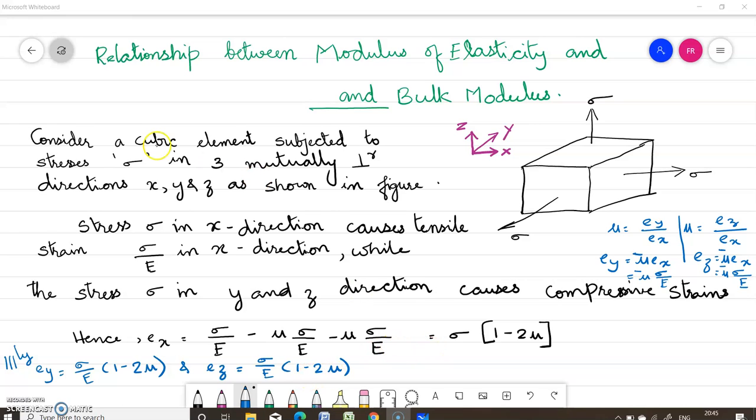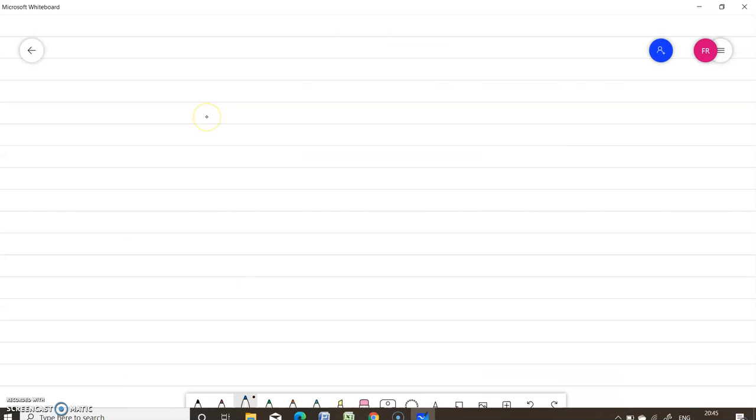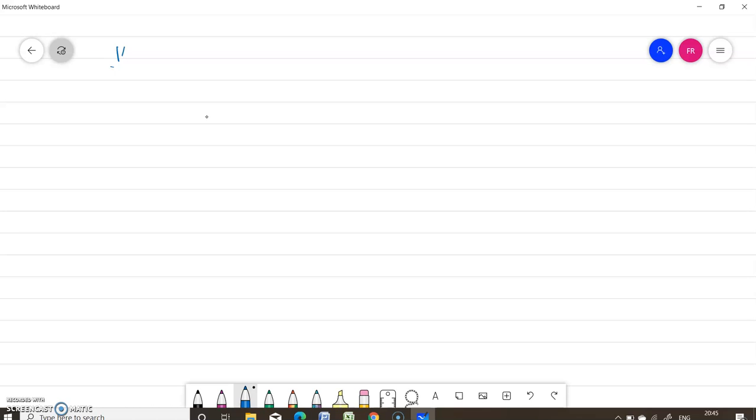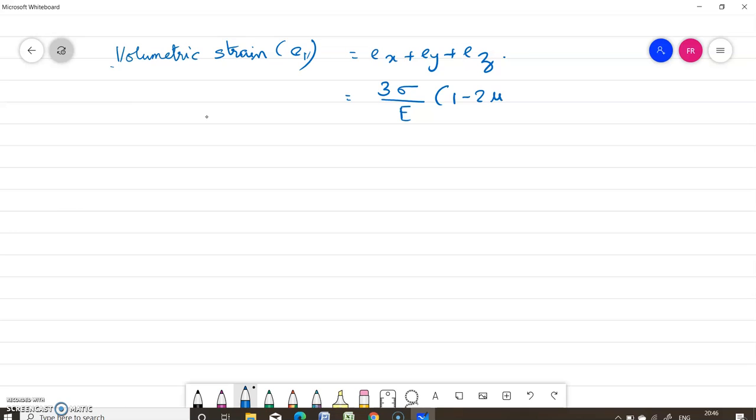Now we have to find out what is the volumetric strain. So here we can write volumetric strain is equal to the sum of strains in the three mutually perpendicular directions. Volumetric strain we are representing by the letter small e suffix v, and this is equal to Ex plus Ey plus Ez. So substituting these values, you will get 3 sigma by E into 1 minus 2 mu, because Ex equal to Ey equal to Ez equal to sigma by E into 1 minus 2 mu.